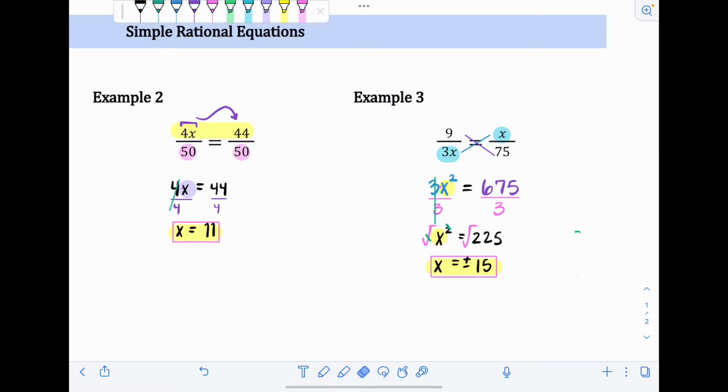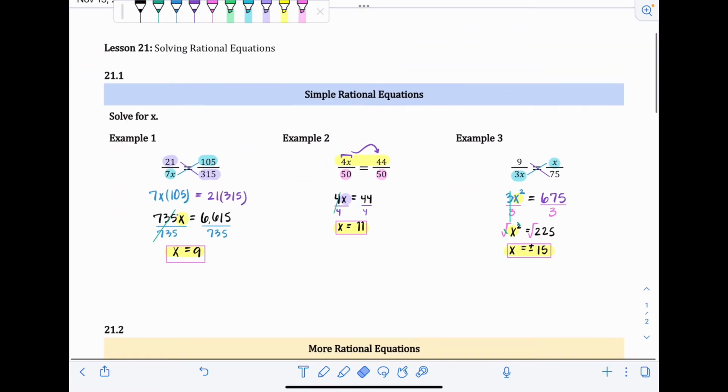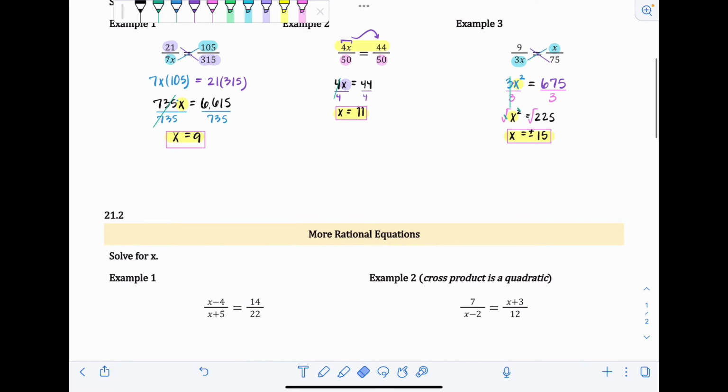And then moving down to 21.2. So it's just more rational equations. These are still proportions, but they're going to start to involve more quadratics. Example 3 involved a quadratic with x squared, but now we're going to get into ones that we actually have to factor to solve.